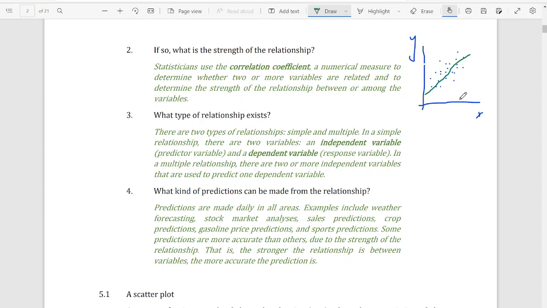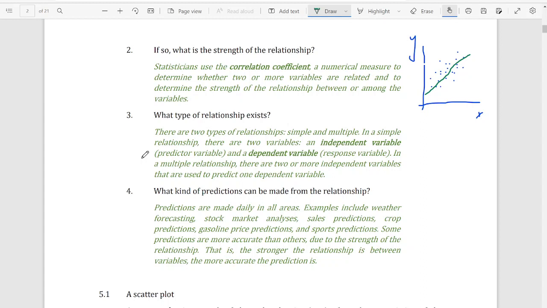Alright. And then the third one, how to answer the question, what type of relationship exists? So in this case, there are two types of relationship, whether it is simple and multiple. In a simple relationship, there are only two variables, an independent variable, predictor, and a dependent variable, the response variable. In multiple regression or multiple relationship, there are two or more independent variables that are used to predict one dependent variable. So this is in general.